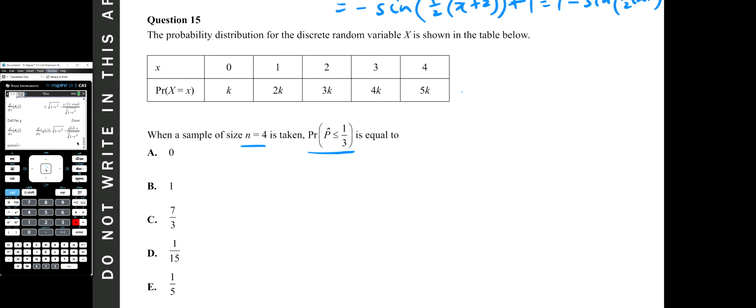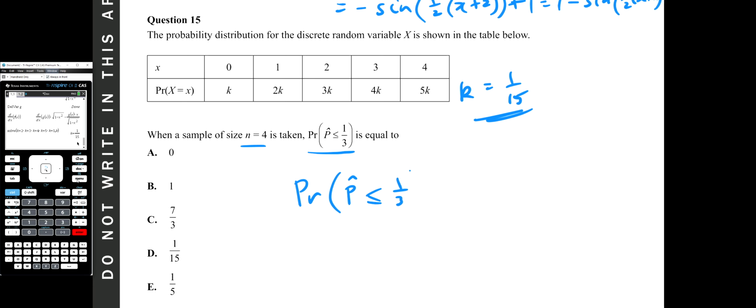So k plus 2k plus 3k plus 4k plus 5k is equal to 1. And solving that for k gives us k equals 1 on 15. So k equals 1 on 15. So we have that sorted. Now what we'll do is convert that sample proportion random variable into an x random variable.